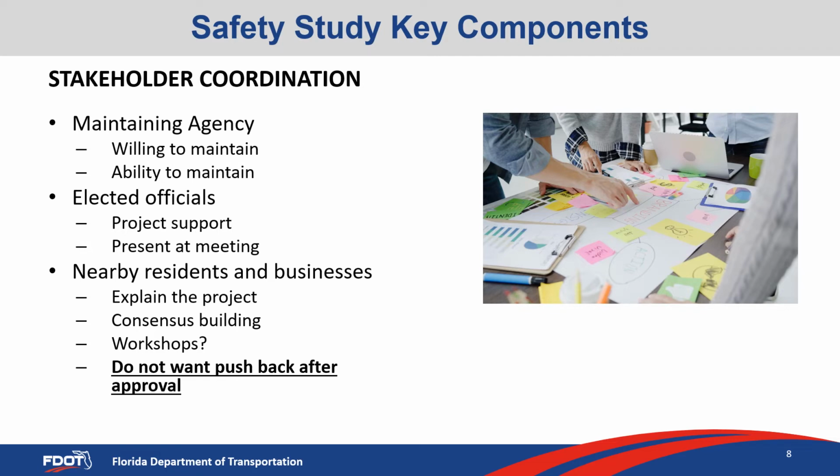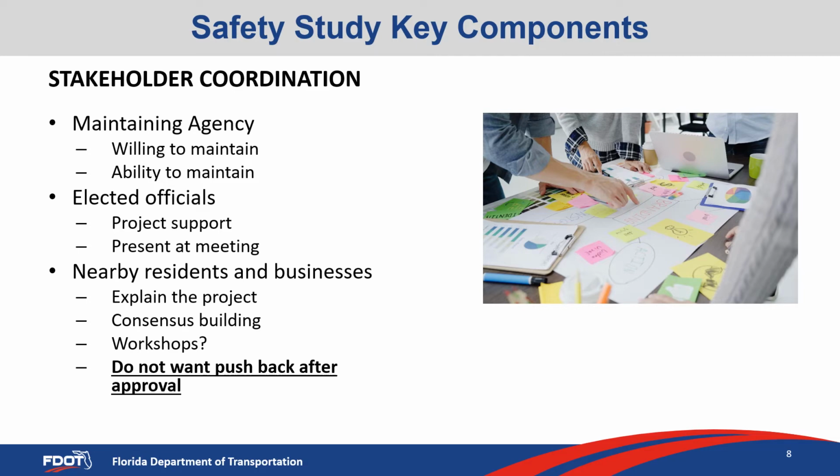Again, you don't want to get all the way through the project development process and find out there are citizen, neighbor, or elected official objections to the project, and thus the project might get removed from consideration due to that pushback. And again, in concert with elected officials, nearby residents, and businesses, explain the project to them, work on consensus building, consider having workshops to go through the project and understand any concerns that the residents, businesses, neighbors may have.